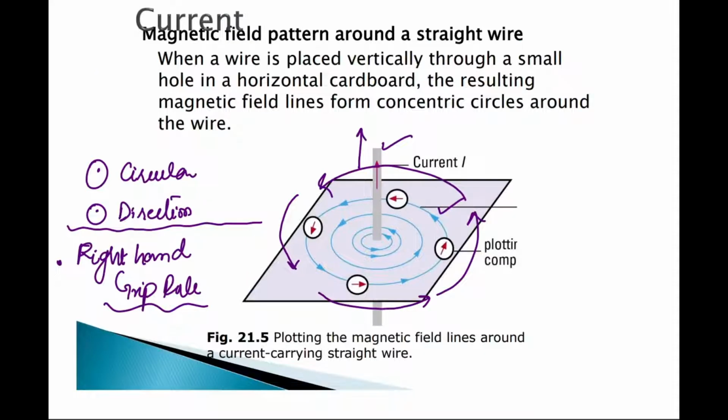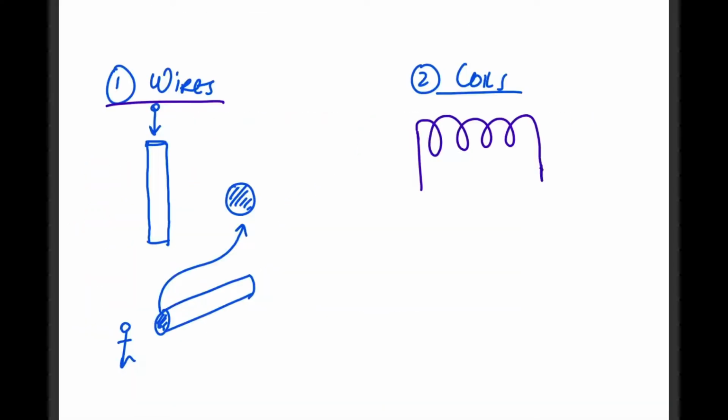So the right hand grip rule for a wire: we're going to use the right hand. If I observe for this wire that I've drawn over here, for example, the current is moving in the upwards direction. So I'm going to grip this piece of wire in such a way that I match the direction of current with my thumb. So my thumb of right hand should match the direction of the current.